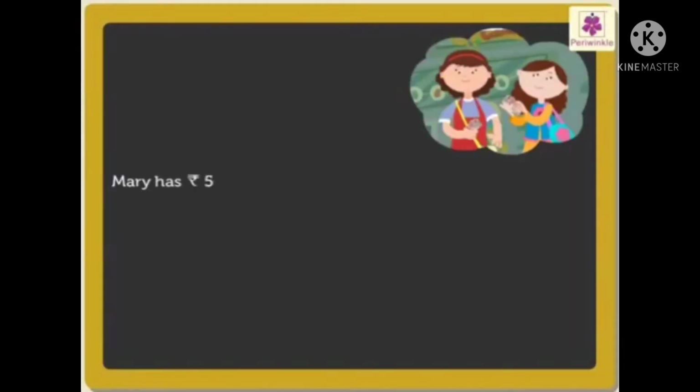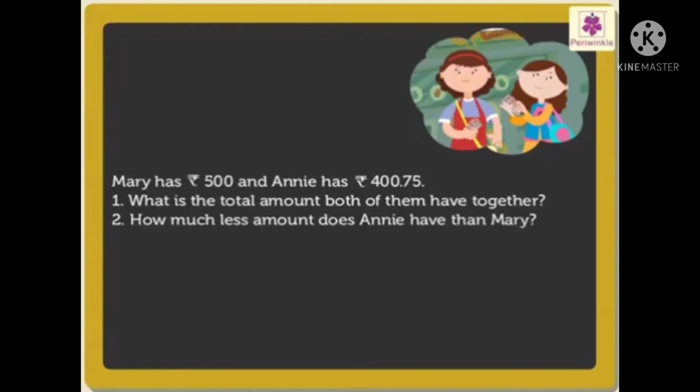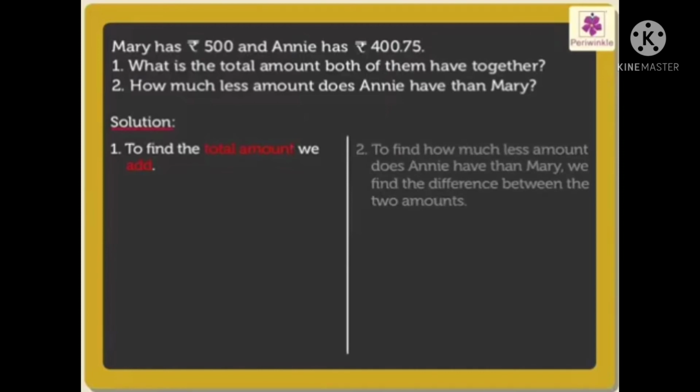Mary has 500 rupees and Annie has 400 rupees 75 paise. 1. What is the total amount both of them have together? 2. How much less amount does Annie have than Mary? Here, we will be adding the numbers to find the total amount both of them have together and subtract the numbers to find how much less amount Annie has than Mary.